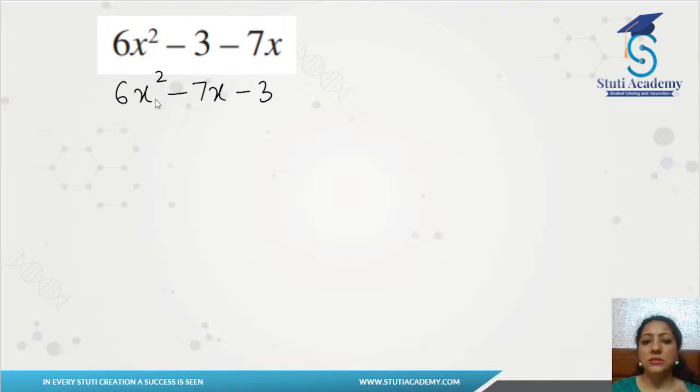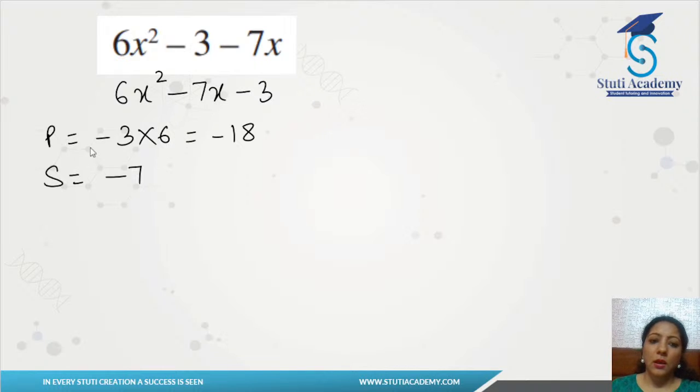Now I will proceed. We have to solve for the zeros of this polynomial. So we want two numbers whose product is minus 3 into 6, the constant term here multiplied by the coefficient of x square. So we have minus 3 into 6, that is minus 18. And we want the sum as minus 7. Minus 7, that's the coefficient of x.